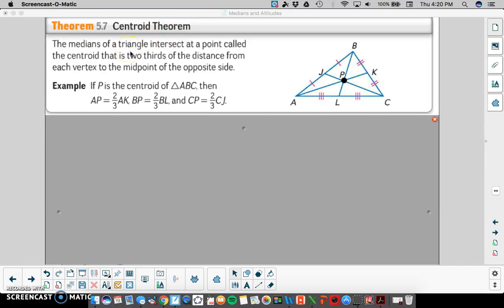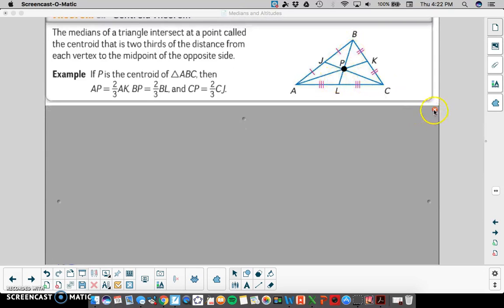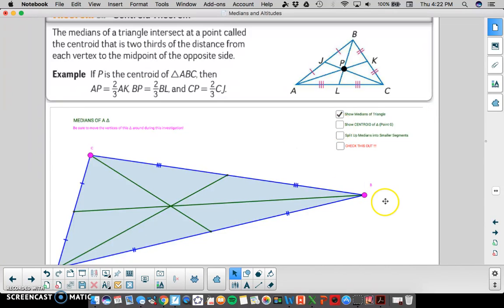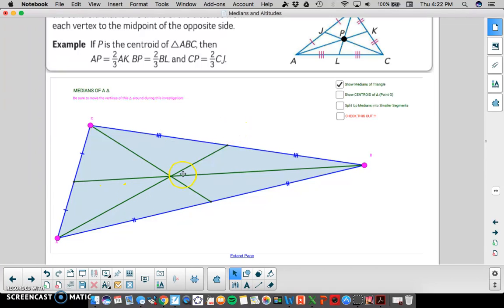The centroid theorem describes the relationship between that centroid point and the segment that it lies on. That centroid is going to be 2/3 of the distance from the vertex to the side. Down below I have a little illustration to show the relationship. So currently I have my medians of the triangle in green, showing the congruent parts on each side.